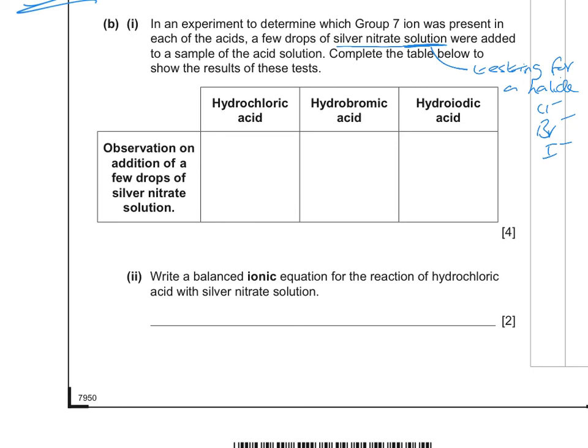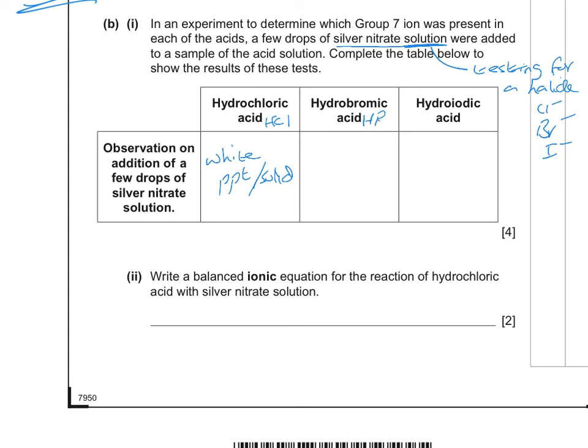So if we add our silver nitrate solution to hydrochloric, well, hydrochloric is HCl. It contains our chloride. So we will get a white precipitate for that, or white solid. A precipitate is when a solid forms in a liquid.